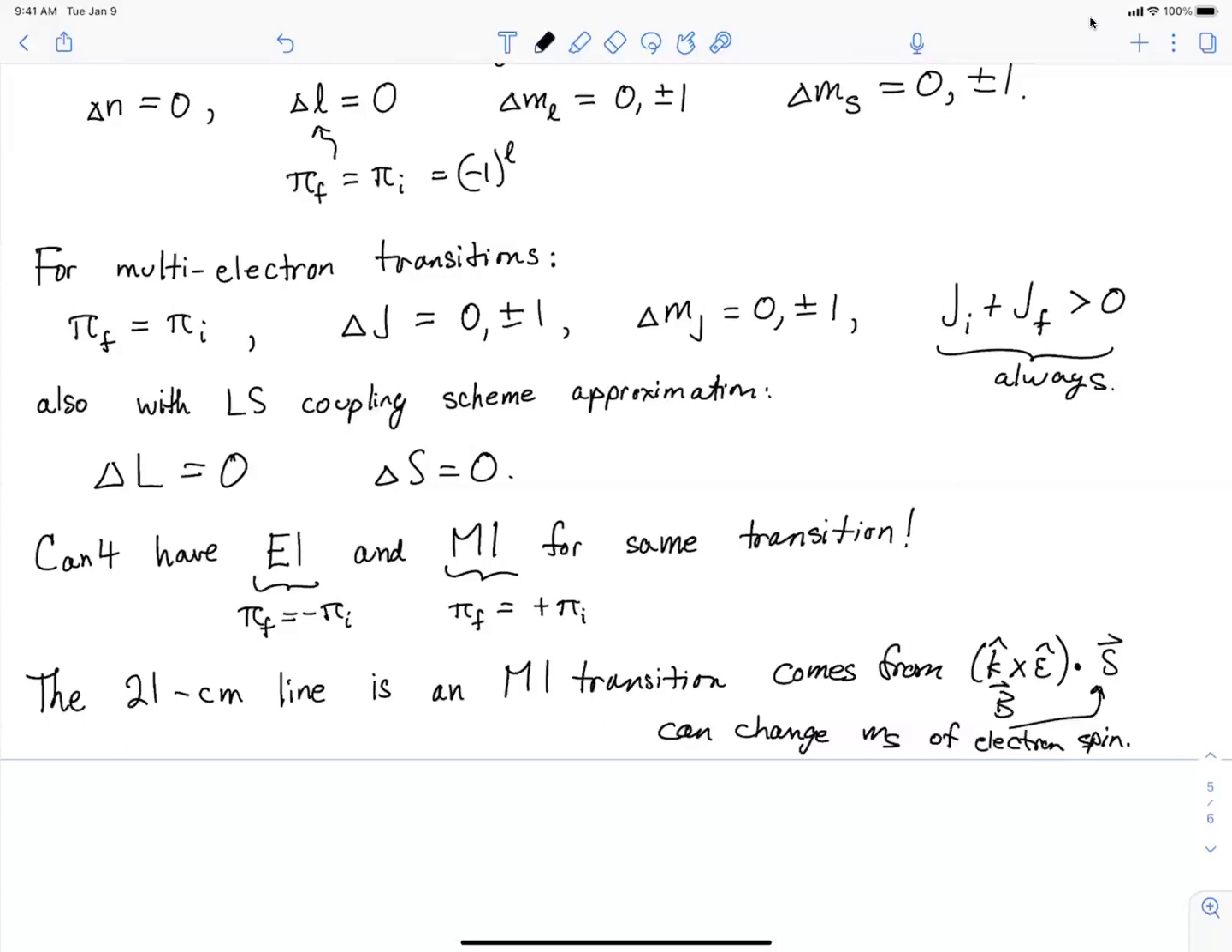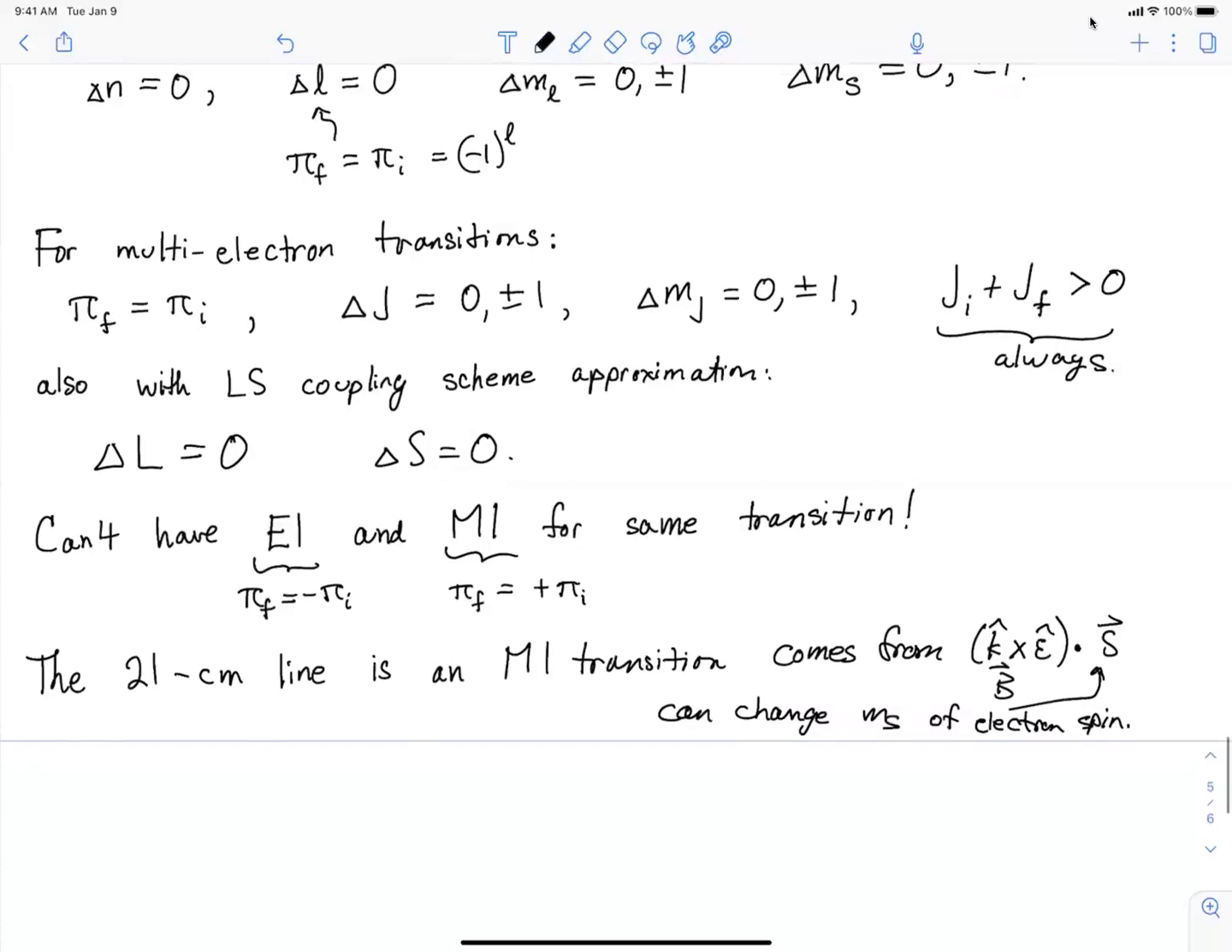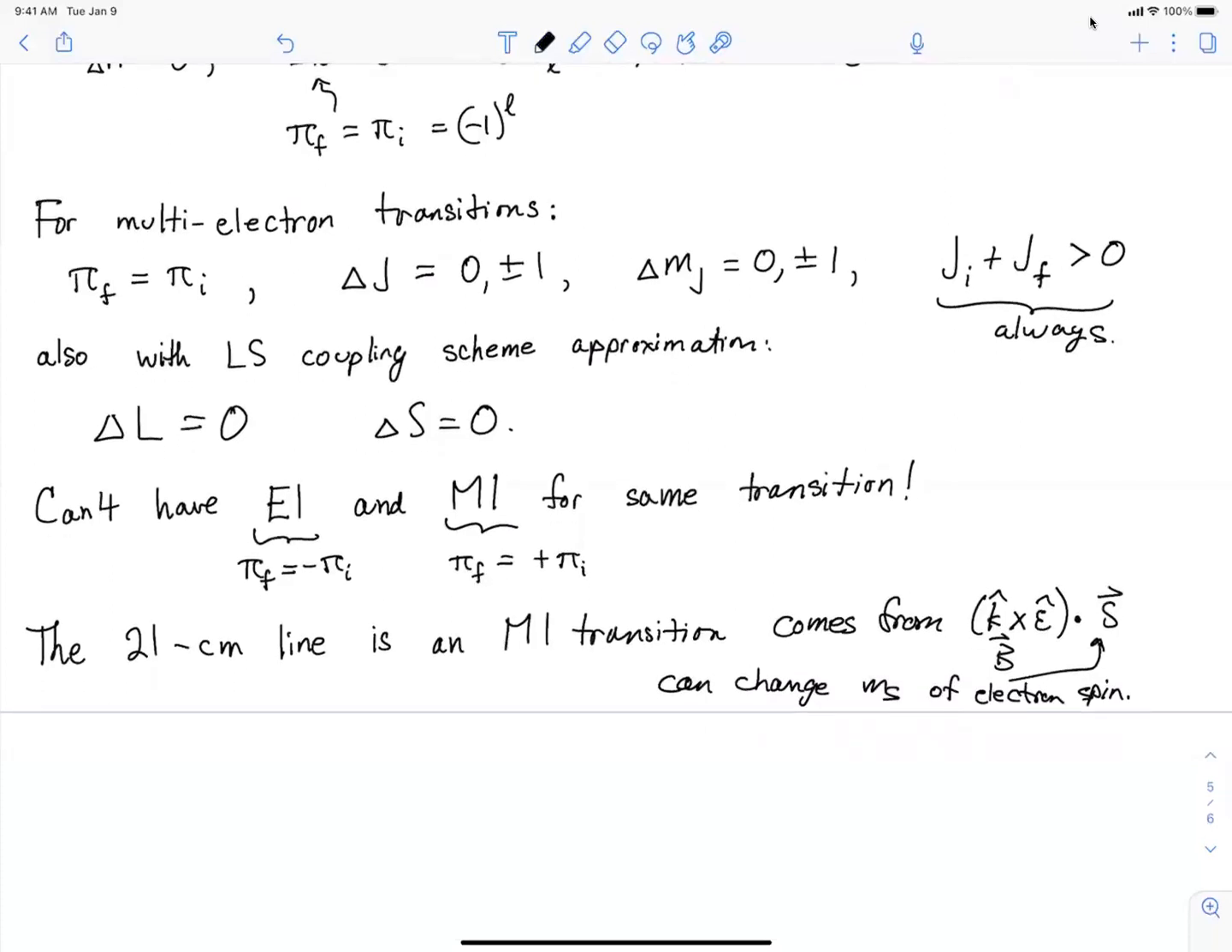Okay, so what that means is the 21 centimeter line is relatively weak, because every time you expand further in the expansion we're doing, it gets smaller in the long wavelength limit. And 21 centimeters is extremely long compared to the size of atoms. So the long wavelength expansion that we've been doing is a very good one.